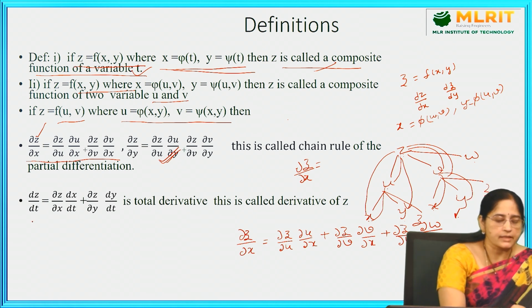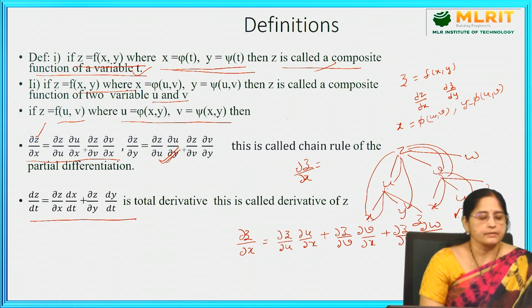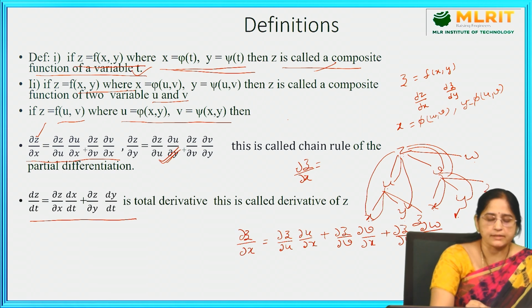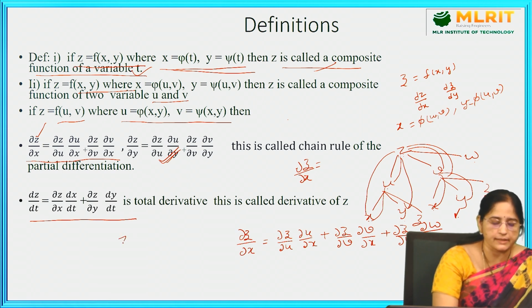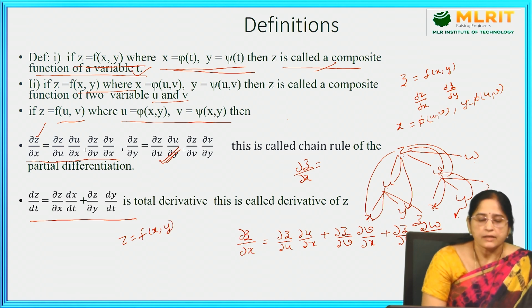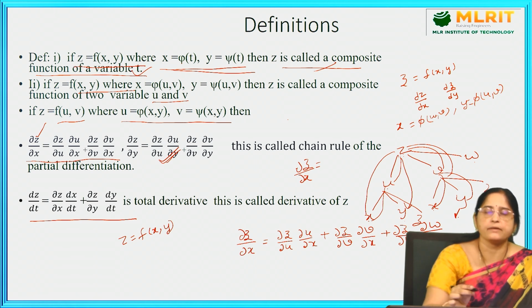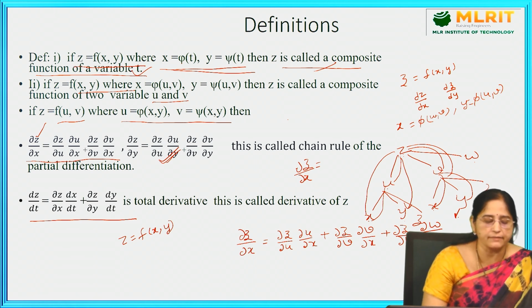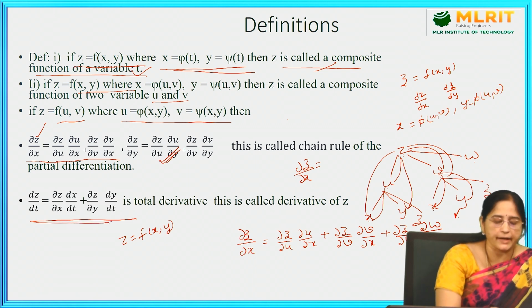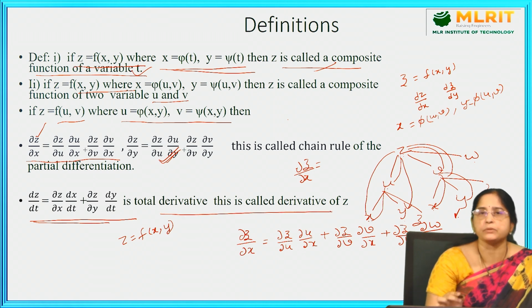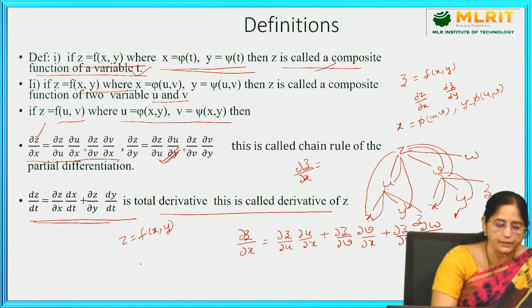So next, z is a function of two variables, z is a function of x comma y. And x is a function of t, x equals phi of t, and y is psi of t, functions of a single variable. In this case, we can find the total derivative. That total derivative is denoted by dz by dt.